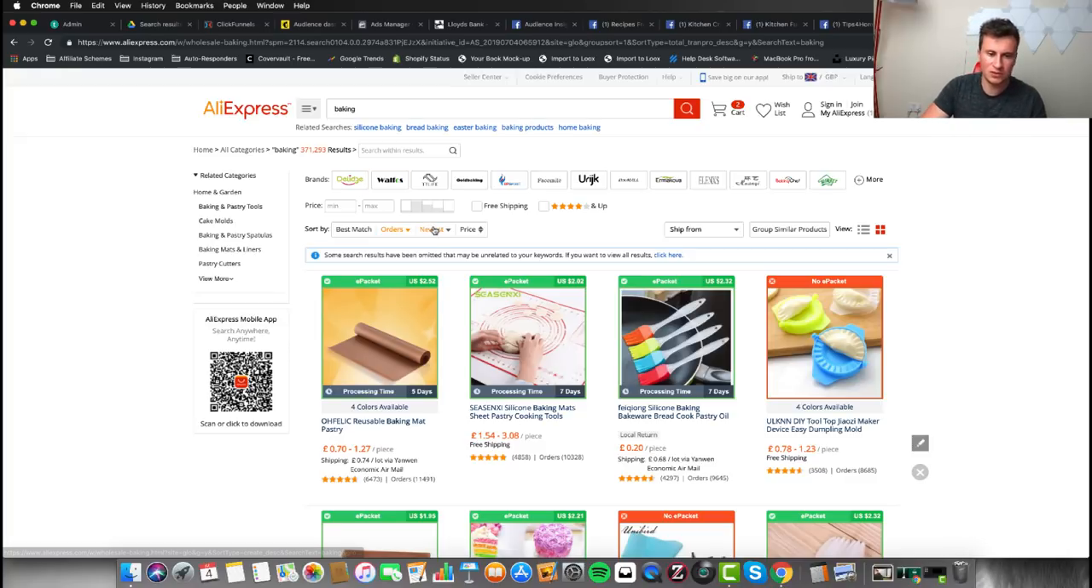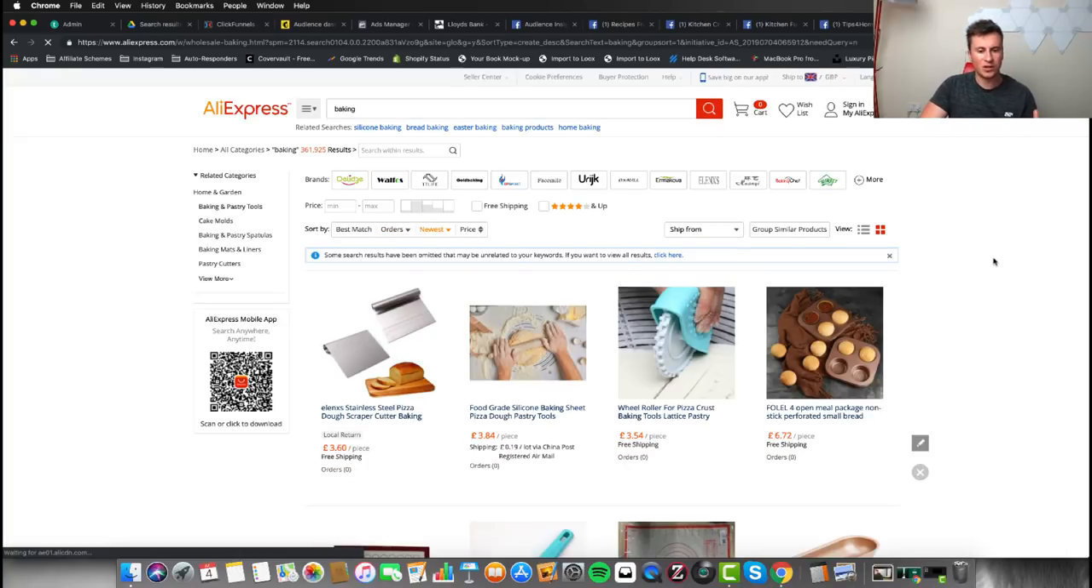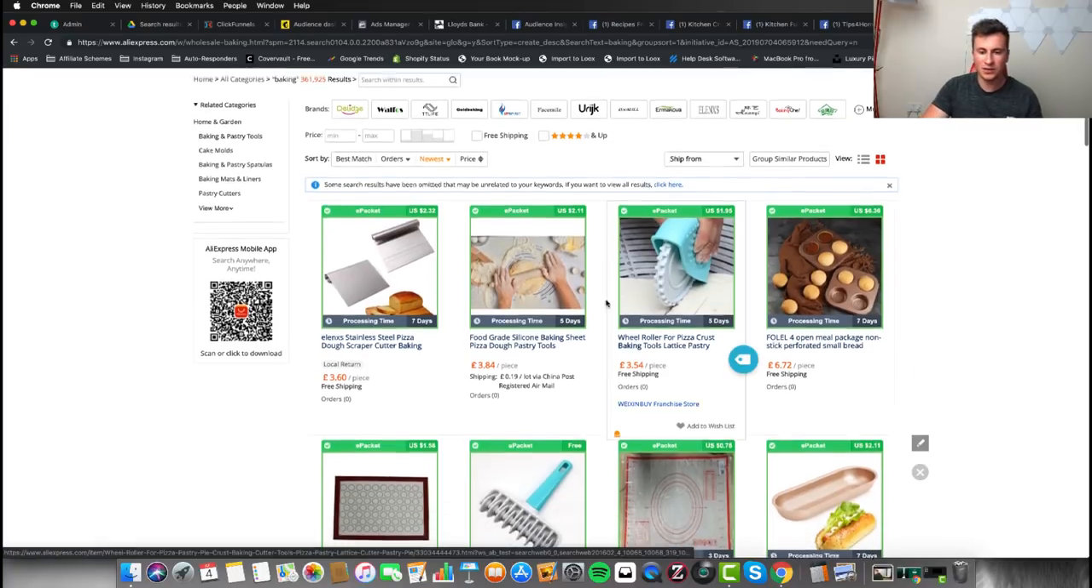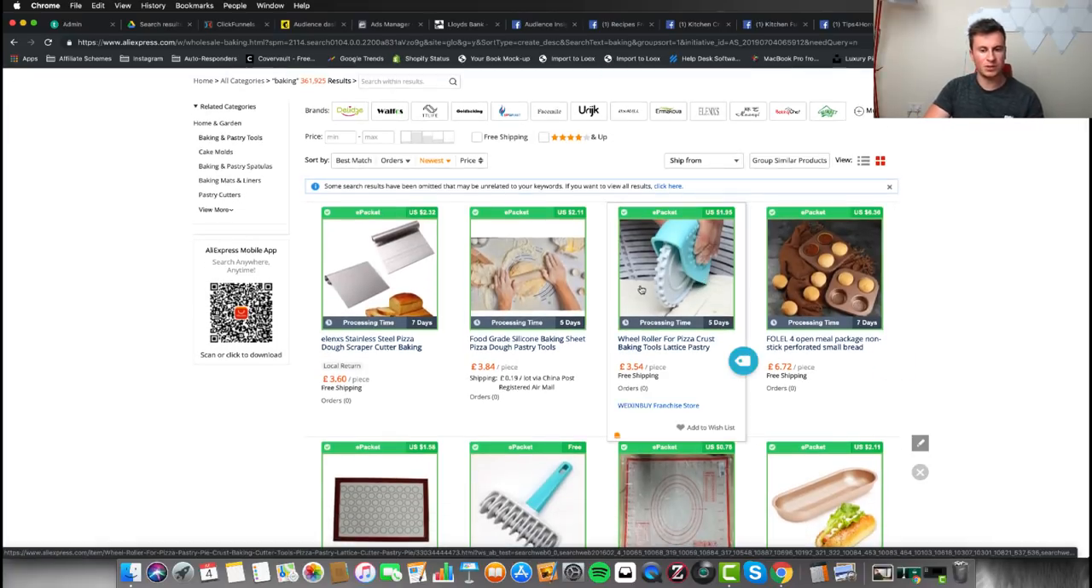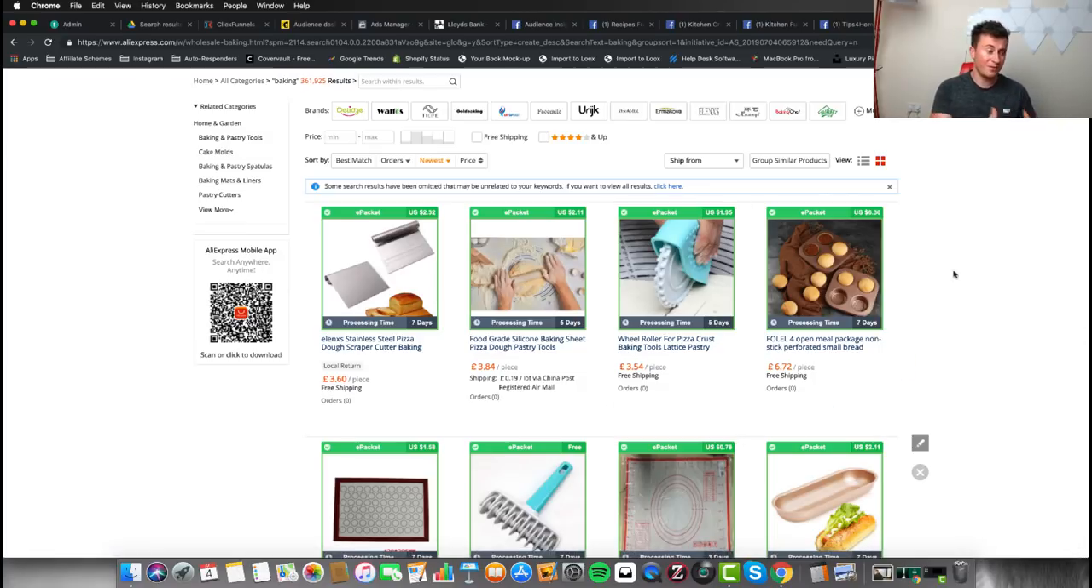So you can also use this newest tab as well. I actually try and find products that are new to market. So I've never actually seen this before. So within the baking niche, this could actually be a potential product worth testing, because if you can be one of the first people on Facebook to bring certain products to the market, then it's just a recipe for making a lot of money.